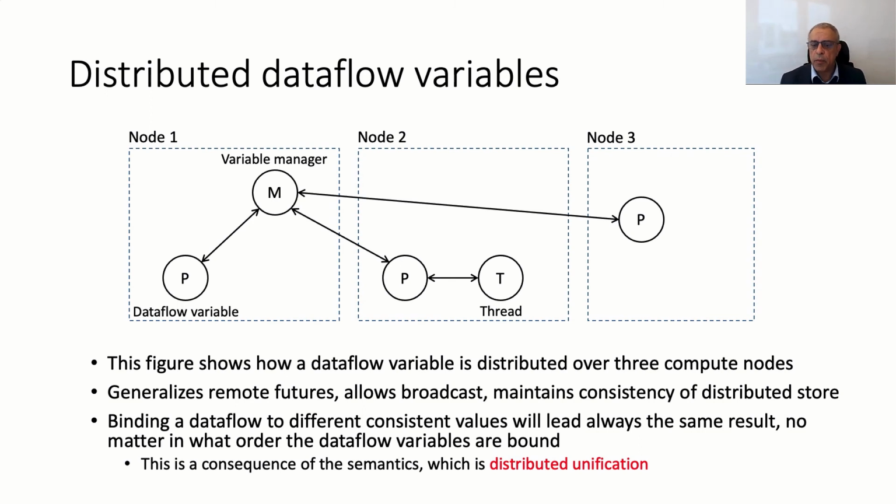This is a consequence of the semantics, which is distributed unification. Once a data flow variable is remotely accessed, a manager M and a set of proxy structures, Ps, are created. When a variable is bound, the manager broadcasts the value to all the proxies and the master proxy structure disappears. This is the generalization of future, which allows one-to-many broadcast of the binding of the data flow variable.